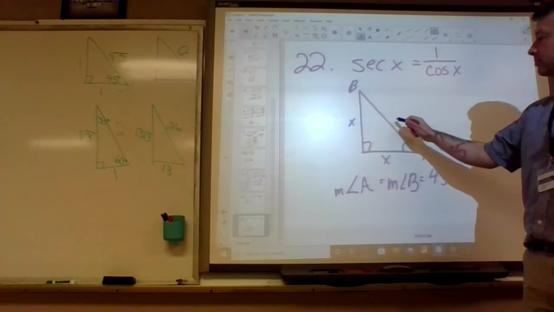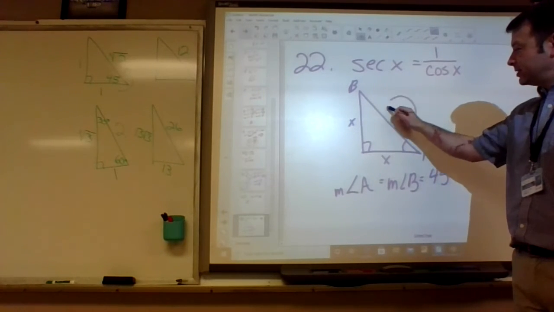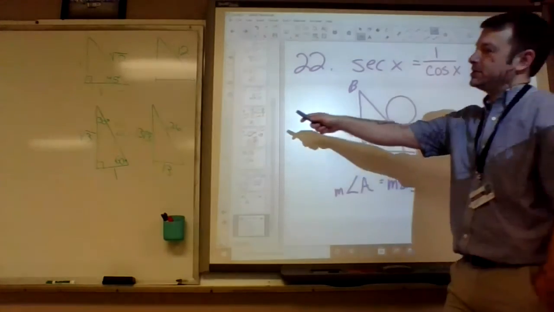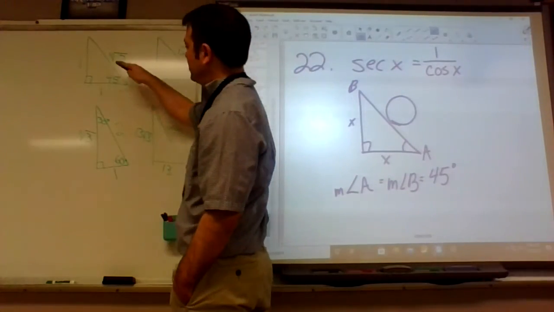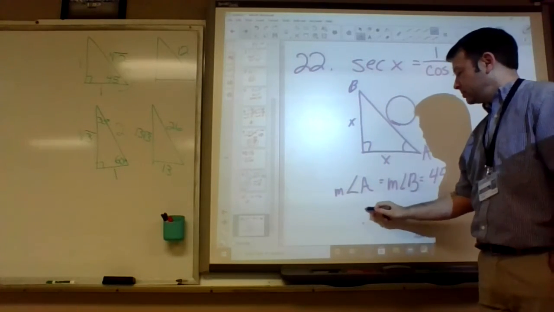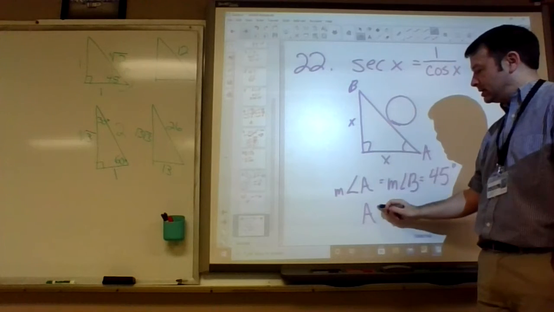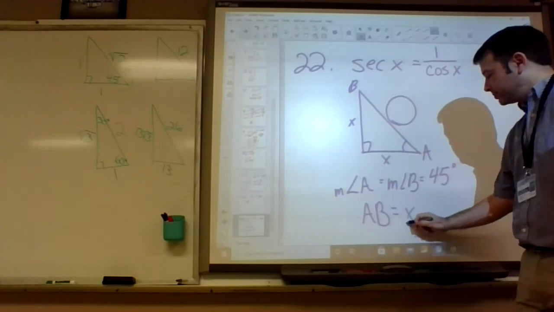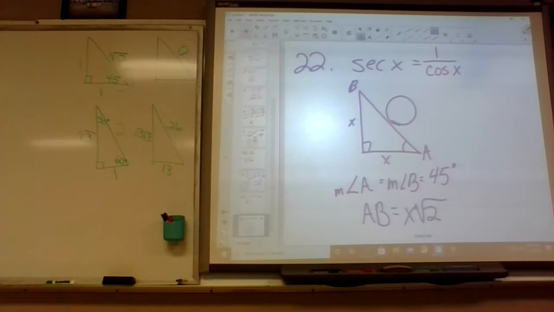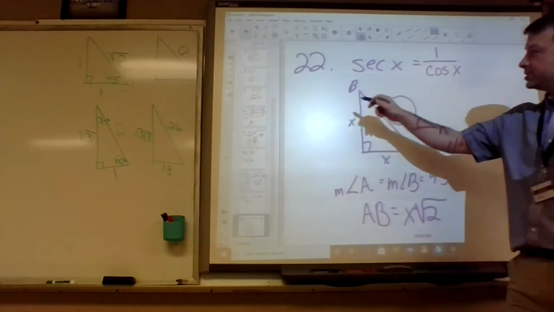Okay. How about the hypotenuse though? That's the other thing we're missing. It's just times square root of 2. So it'll be x times the square root of 2. So I'll call the hypotenuse AB equals x times square root of 2. This is number 26.